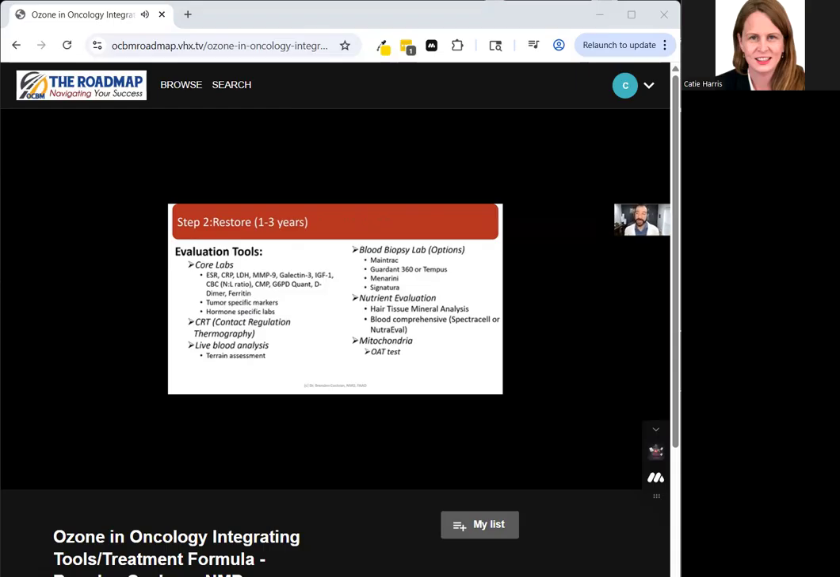I do find some analysis like contact regulation thermography helpful to show you if you're missing anything of stagnation or infection that might be going on, like in the teeth or the sinuses, for example. This is also where you still want to be monitoring with your blood biopsies. You want to be looking at your tissue and your other comprehensive labs.